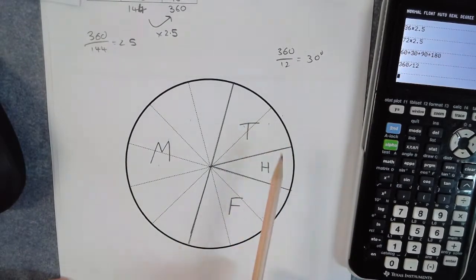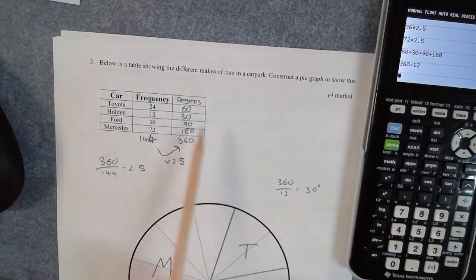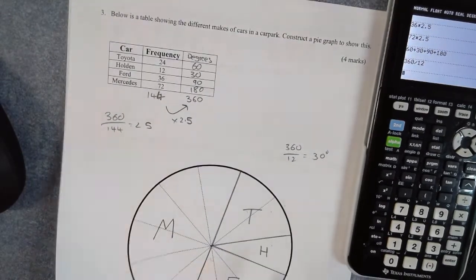So Toyota is two sections, Holden 1, Ford was the 3, and your Mercedes is half the circle. So take your time with that, and you must show how to get from here to here. You times it by 2.5 in this situation.